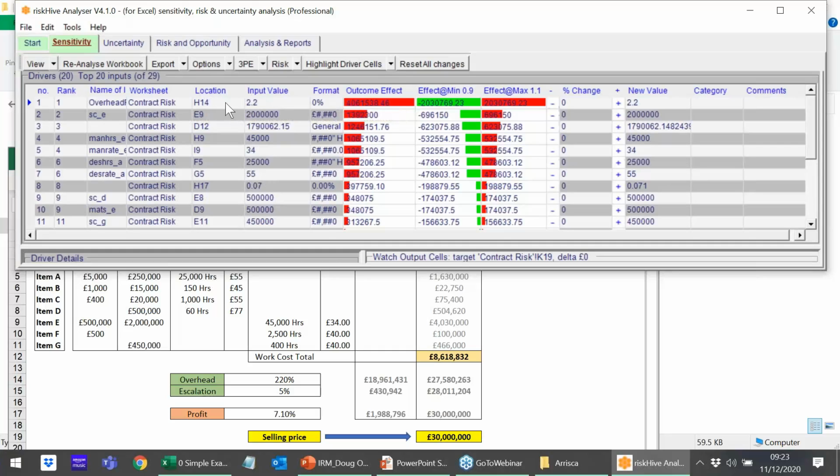So what this is telling me, if I look at the little readout up here, is that the number one driver for this particular model can be found in cell H14, and it came from the individual user who built the model typing in the number 2.2. The format is in percentage, and so it's going to come out as 220%. That's the value that's in the model.